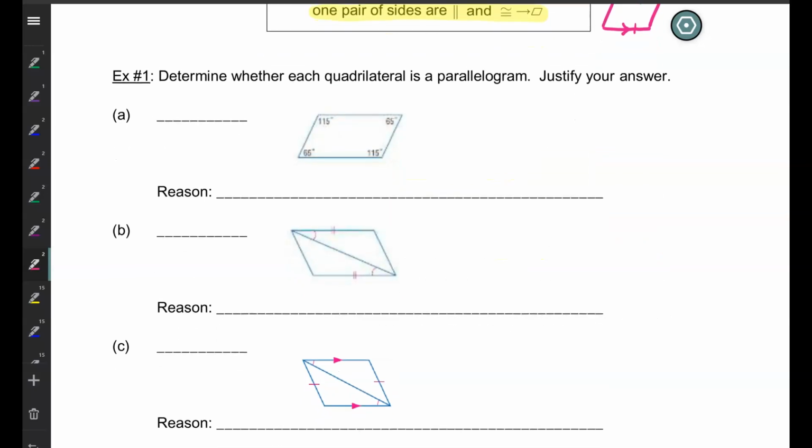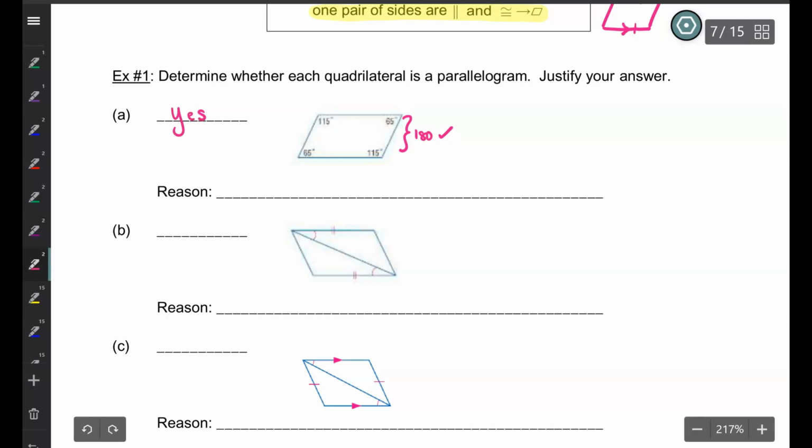Okay, so we want to determine whether each quadrilateral is a parallelogram, and then we want to justify our reason. Again, it's going to come from that table above, and we're just going to pick which theorem matches. So first thing, we can see opposite angles are congruent, but we also need to make sure, are the consecutive angles supplementary? So we just double check 65 and 150. Yeah, that works out. So our answer is going to be yes. And our reason is going to be opposite angles congruent imply that we have a parallelogram.